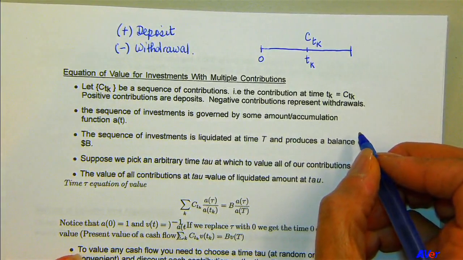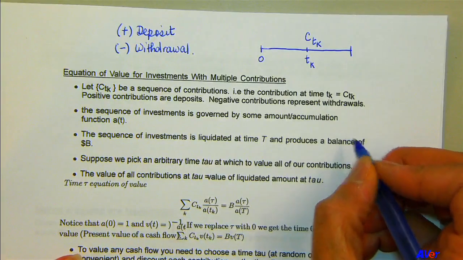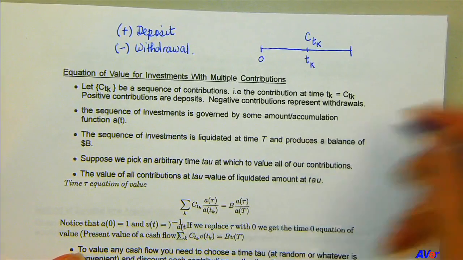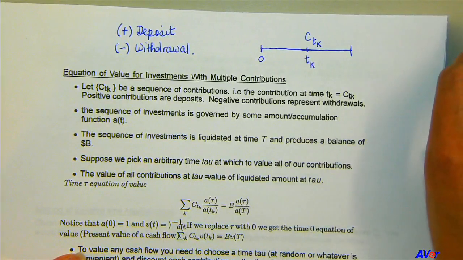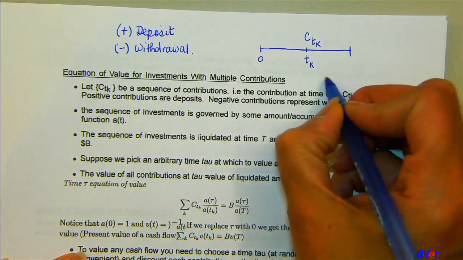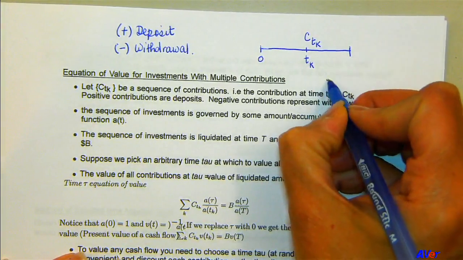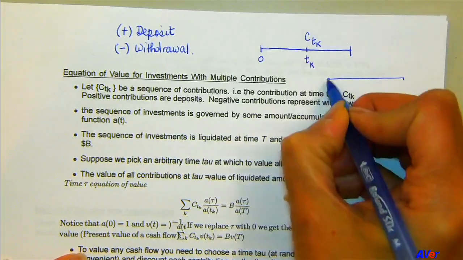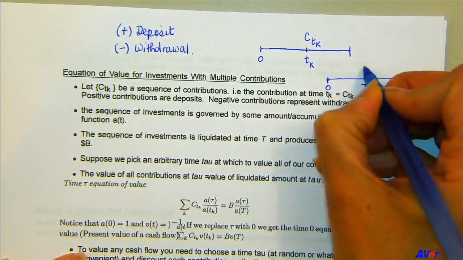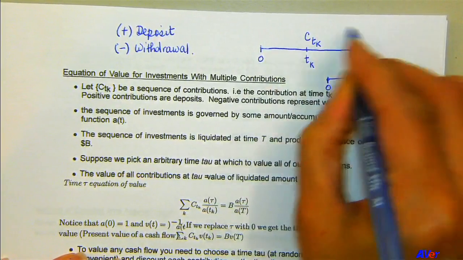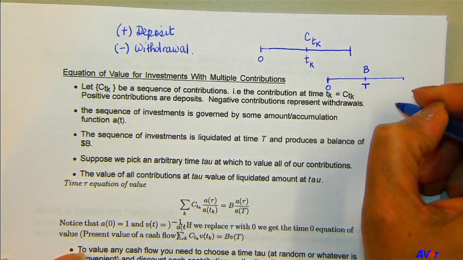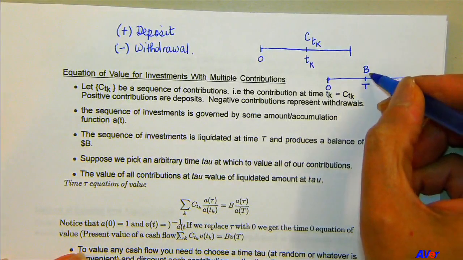In other words, it's not always compound interest, is what it's saying, right? It could be any A of t. The sequence of investments is liquidated at time t and produces a balance of B. So let us draw another timeline. 0. At some time t, all these contributions are liquidated and you get B.